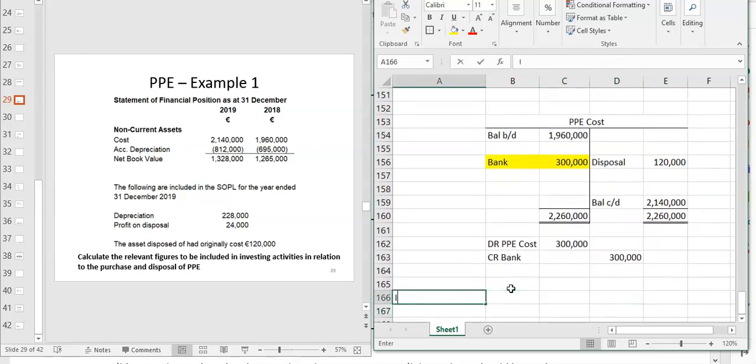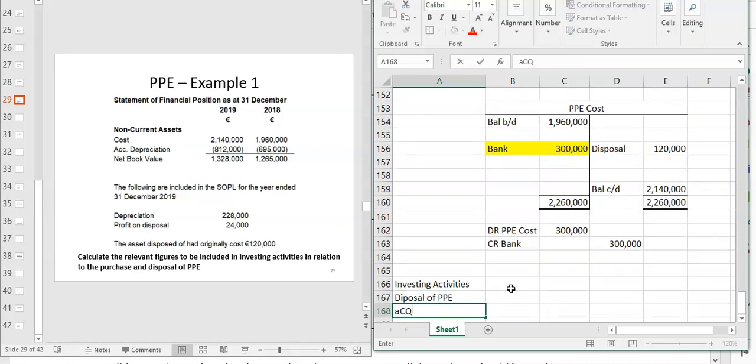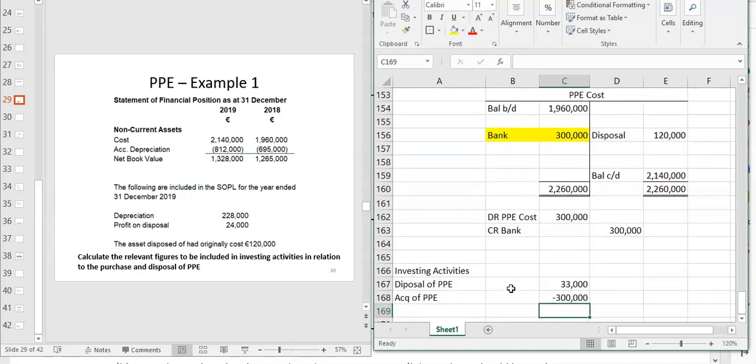So in our investing activities, you would have here disposal of PPE and acquisition of PPE, plus 33,000 minus 300,000. That's the way it would look. And you'd show your workings in terms of where they're coming from. So you'd say they're working 2 and you'd say they're working 1, to show the examiner I have calculated where they're coming from.